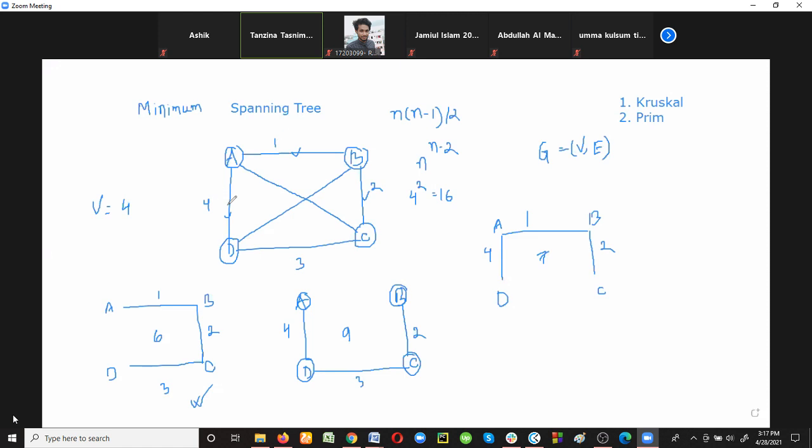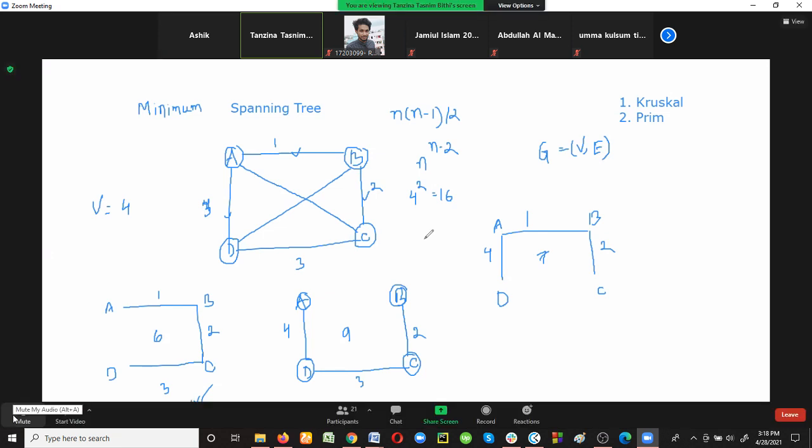If the weight values are unique, look at this here, we didn't use the same weight for two edges. The weight values are 1, 2, 3, 4. All these weights are different. So at that time, you can have only one minimum spanning tree. If you are taking several, I mean same weights, that is 3, 3, 2, 1, at that time maybe the minimum spanning tree can be 2 or 3. But for unique values, the minimum spanning tree will be only 1.